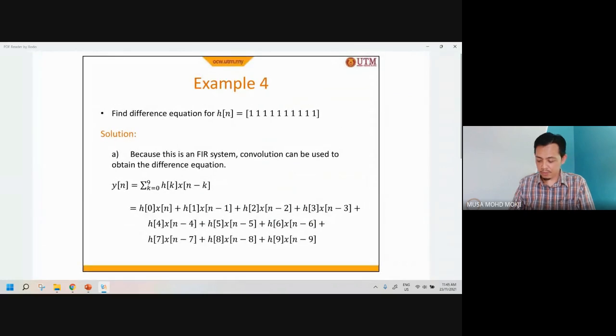Example 4. I think this is the last example for system function. Find difference equation for Hn. So what we have is 1, 1, 1, 1, 1. So how many? 1, 2, 3, 4, 5, 6, 7, 8, 9, 10. And clearly this is FIR because you can count the samples. So you have 10 samples.